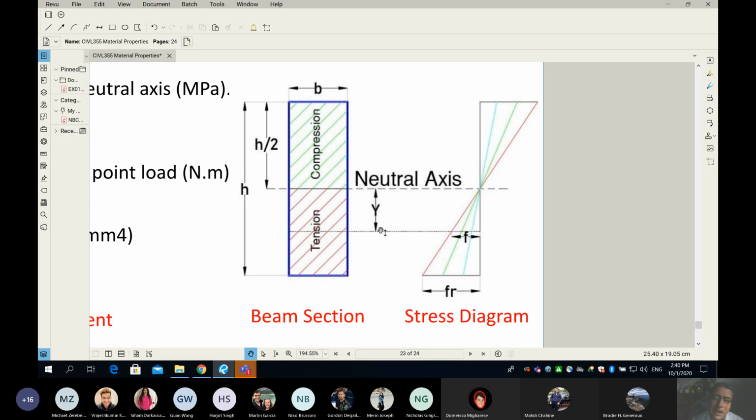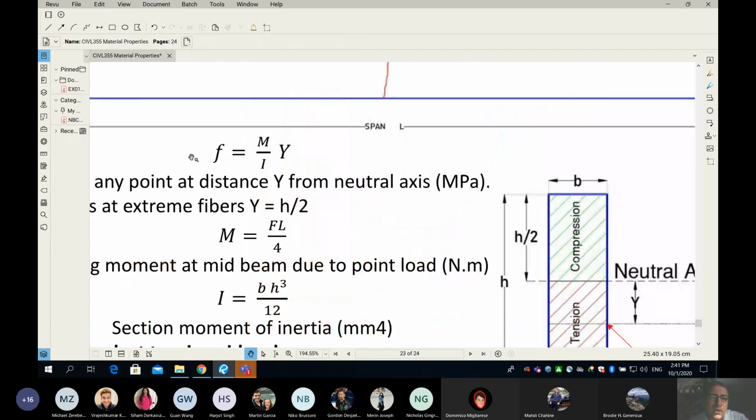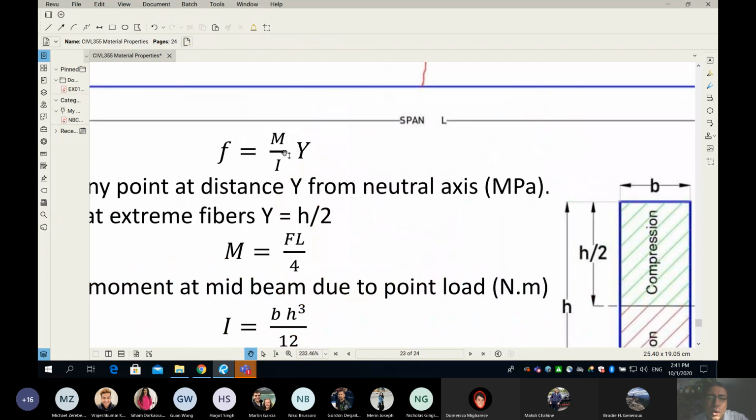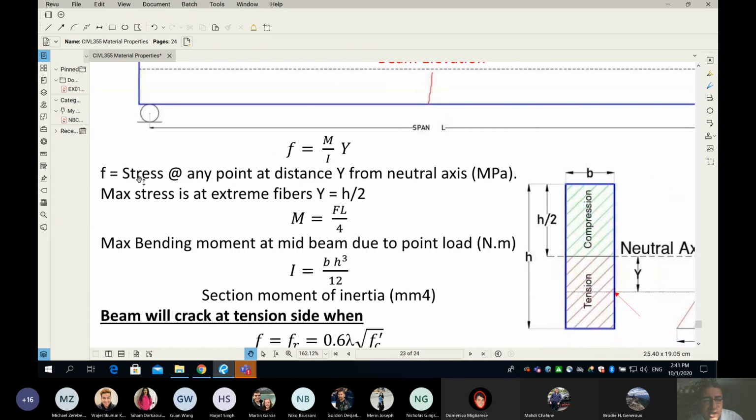For example, if I have a point here, which is at a distance Y from the neutral axis, guess what is the stress? The stress can be estimated from this equation. So the stress f is equal to moment divided by the moment of inertia multiplied by Y, which is how far from the neutral axis. Okay, and I wrote this here. I said stress f is the stress at any point at distance Y from the neutral axis in MPa.